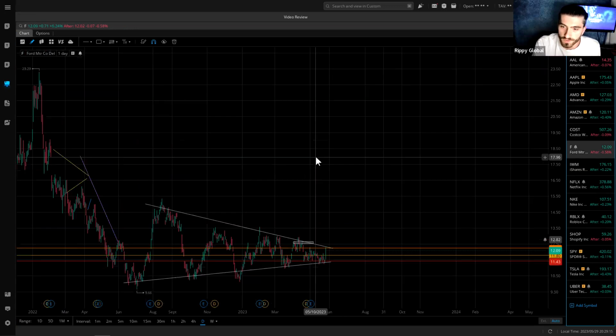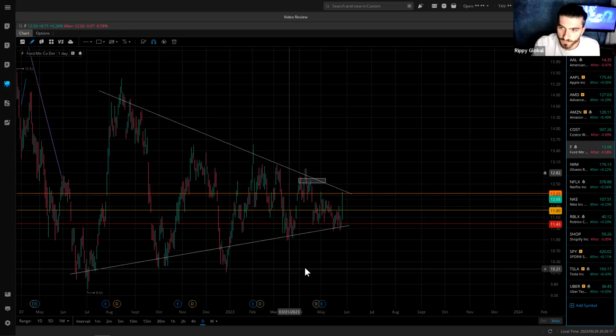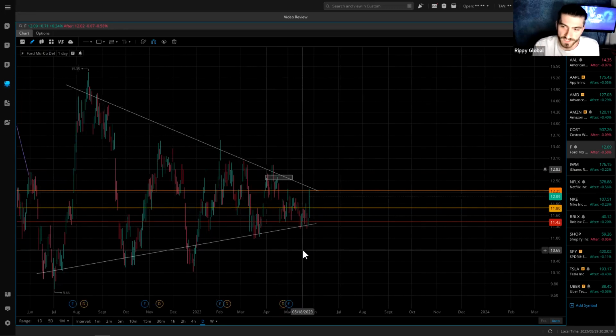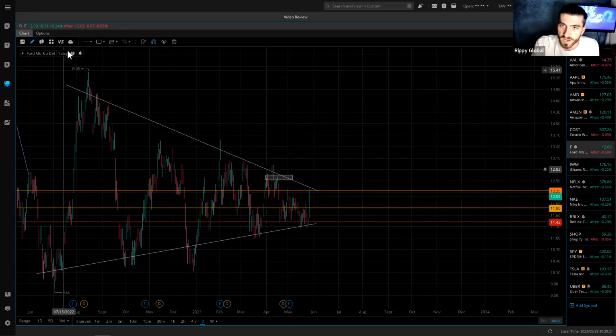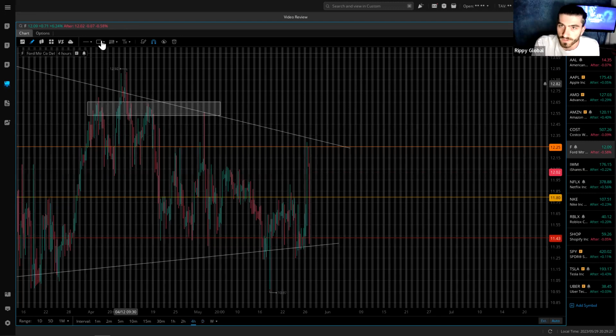So I'm switching over to Ford now. Ford, I am currently swinging. I entered this and alerted it on Thursday when it was at this bottom area right here. So I alerted this on Thursday when it had the drop off, and then we pushed obviously on Friday.